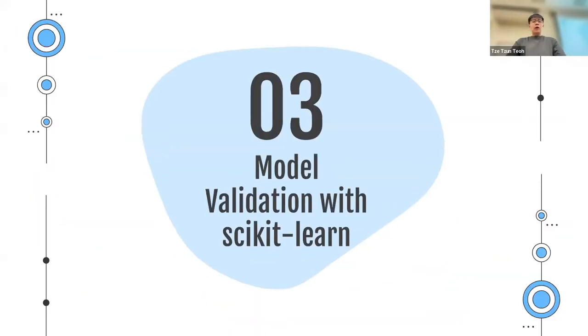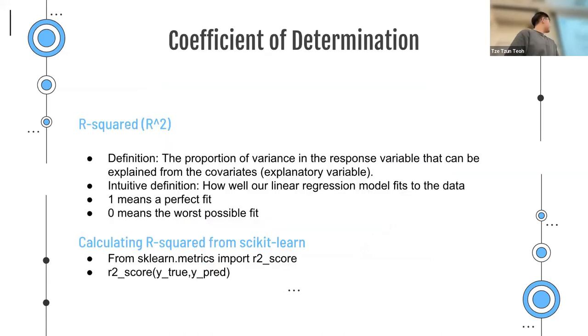Okay. So now I'll be going through the last part of our workshop, which is model validation with scikit-learn. So now that we have already predicted our response variable, how do we know whether these predictions are good? So in other words, how do we assess the performance of our linear regression model? All right, so there are actually many metrics that we can use to assess the performance of our linear regression model. But for today, we're just going to introduce three of the main ones that most data scientists would use. And the first one would be the coefficient of determination, otherwise known as R squared. So the proper definition of R squared, I won't go into too much detail, but the intuitive definition would be just how well our linear regression model fits the data.